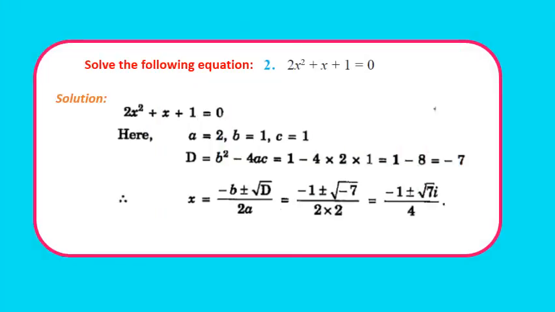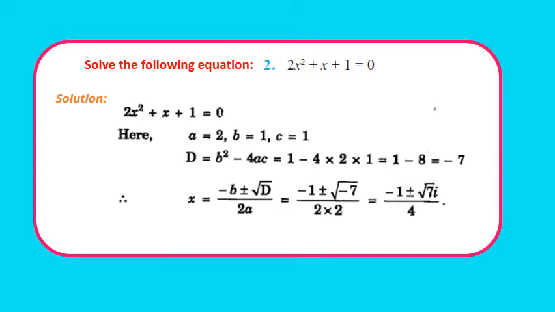Moving to question 2. Solve the following equation: 2x square plus x plus 1 equals to 0. So here, comparing with the standard form, a is equal to 2, b is equal to 1, and c is equal to 1. So discriminant d is equal to b square minus 4ac, that is 1 minus 4 into 2 into 1, that is 1 minus 8 equals to minus 7.